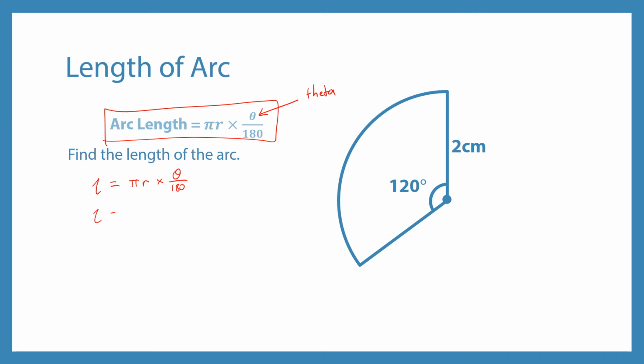So we substitute our values. Length equals pi r, or 2 times pi, times 120 over 180. So our length is going to become 2 pi times 2 over 3, which is the same as 4 over 3 pi. We could leave it as that, which is the exact form, or we could take it to 2 decimal places, which would be 4.19. And that's it.